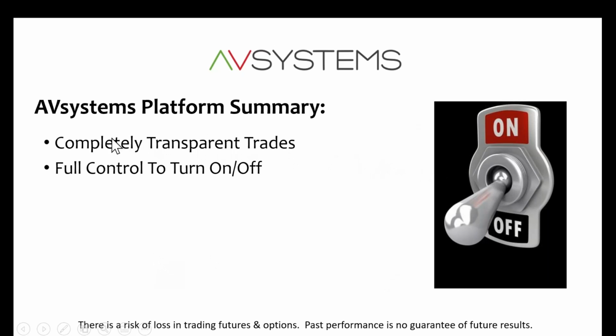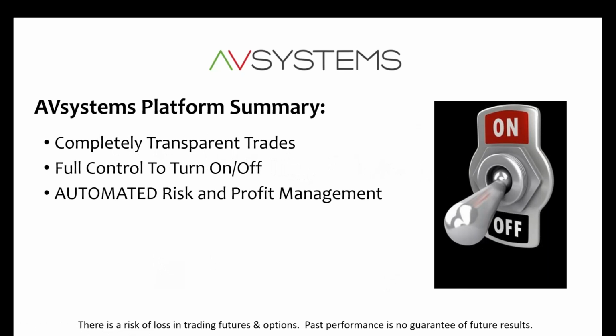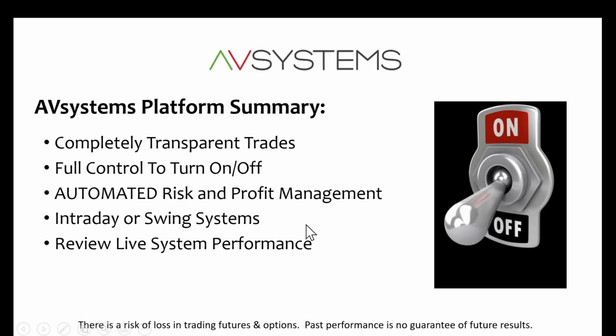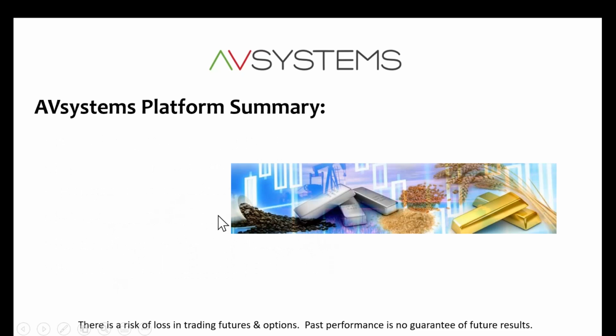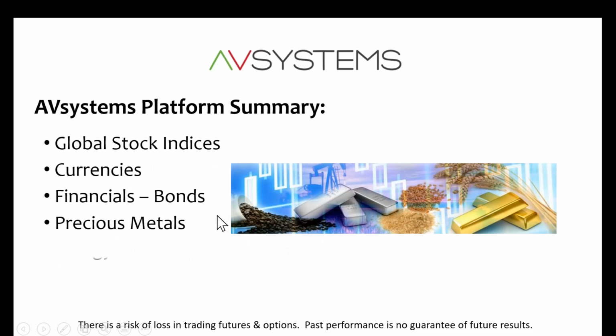Everything is transparent. All the trading, it's not hidden from you. You get to see all the orders, where they're placed, where they are sitting. Full control. You use the automation of the risk and profit. The machine, the algos do it all for you. Intraday or swing trading, you can review all that system performance, download the history, all those markets, all those sectors.